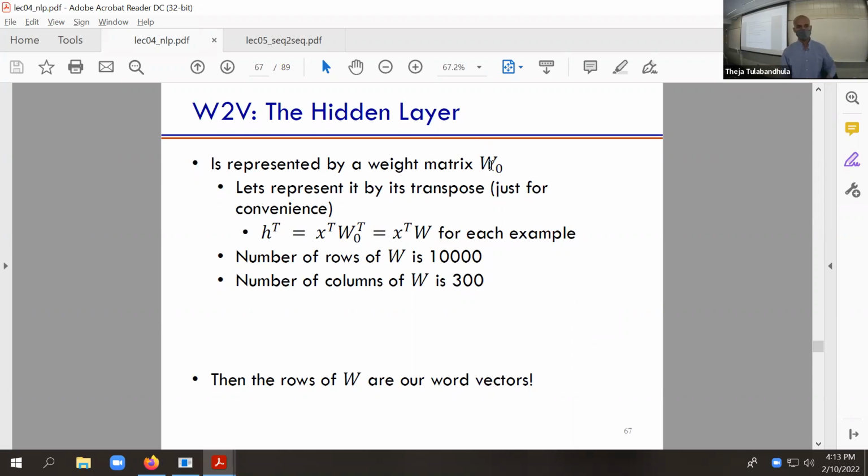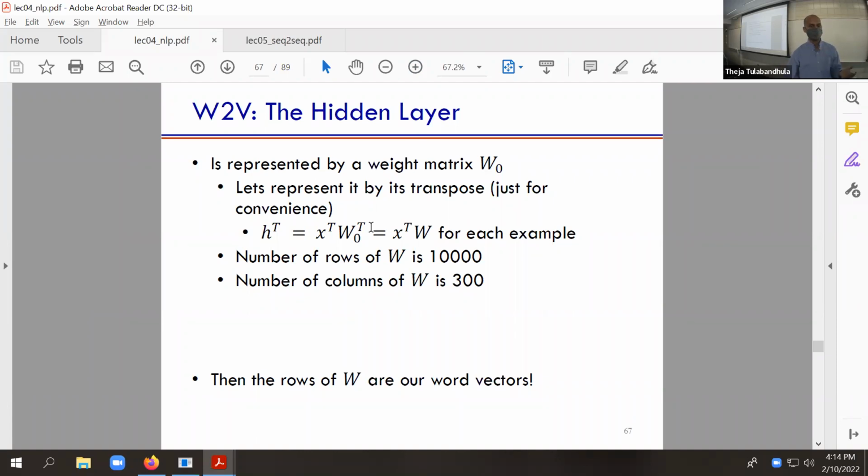So let's say originally the input to hidden weight matrix, let's call it W naught. Remember, this weight matrix multiplies the input, so it would have 10,000 columns, because the input is a 10,000 dimensional one-hot encoded vector. We don't like 10,000 columns, so we're going to just transpose it. If you remember, Wx plus b is equal to hidden.